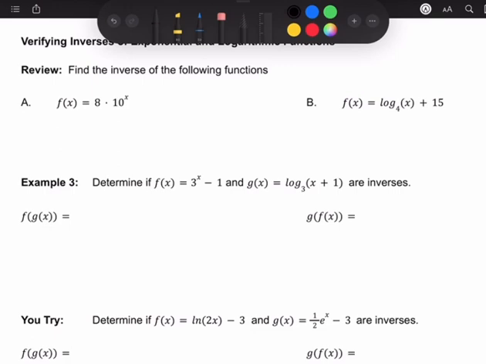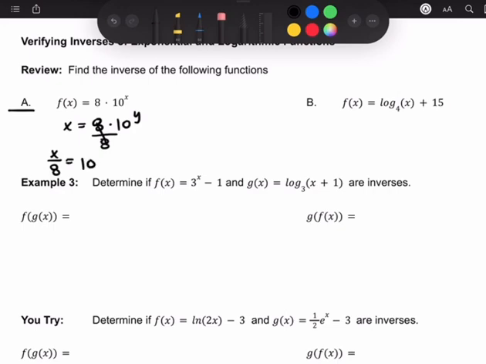So in the first review question, in review A, we need to find the inverse of f of x. So to do this, we switch the places of x and y. So we're going to say x is equal to 8 times 10 to the y. And then we have to isolate y all over again to get the inverse. So let's first divide out this 8, leaving us with x over 8 equals 10 to the y.